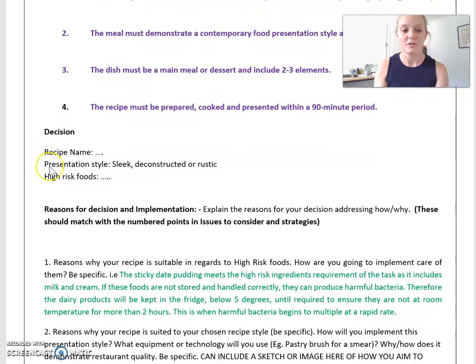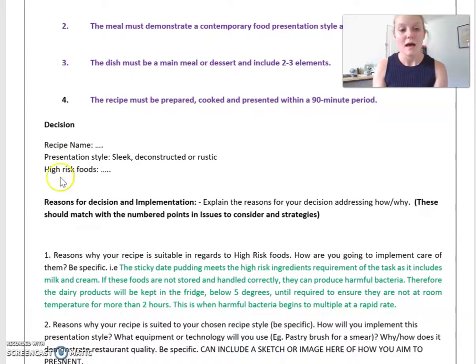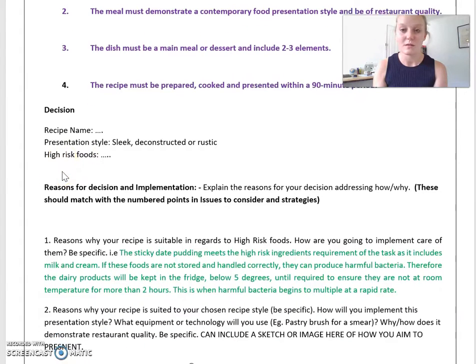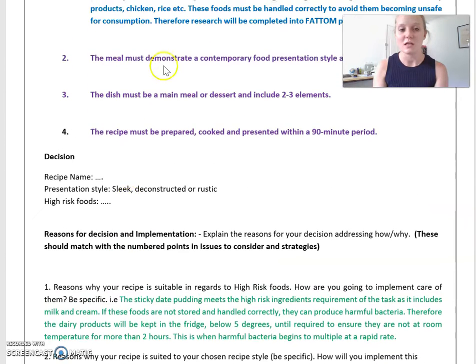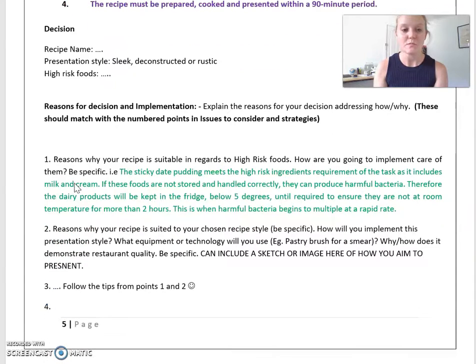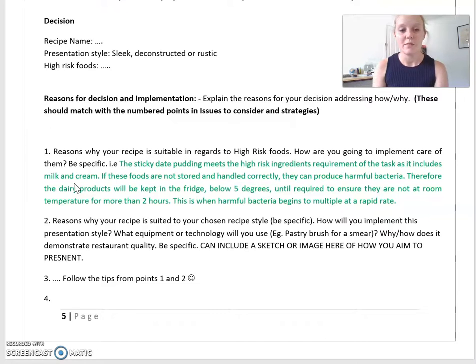If we look here, the decision, you don't need to tell me a huge story about it. You simply need to tell me what recipe you're going to cook. Chicken wrapped in prosciutto on a bed of rice or something like that, okay? And then how you're going to present it. We're going to look at that in more depth as well. And then the high-risk foods that it includes. Literally 3 sentences there. Your word count is very important in this, okay? And it's more important to be used on your decisions and identifying risks, okay? So, reasons for decision and implementation.